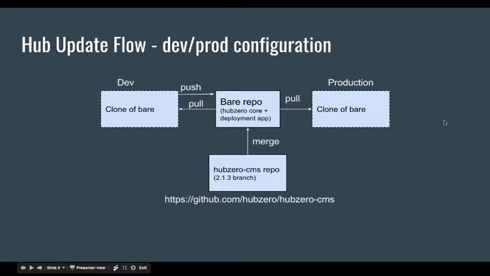So in our supported hub configuration, we have a couple of different flavors of how we handle code and how it ends up from development to production. This is for hubs that have a dev host and a production host. I'll show you what the other configuration is in a second, but consider this for a second. We have a bare repository that we merge the Hubzero core code in with your app directory.